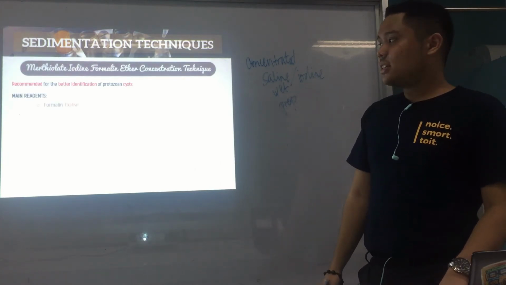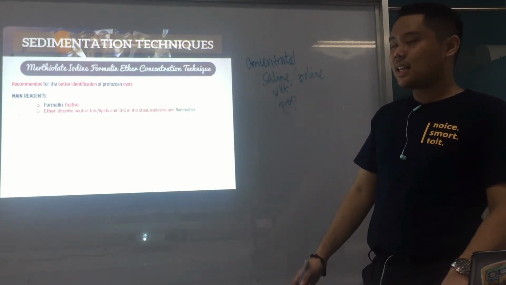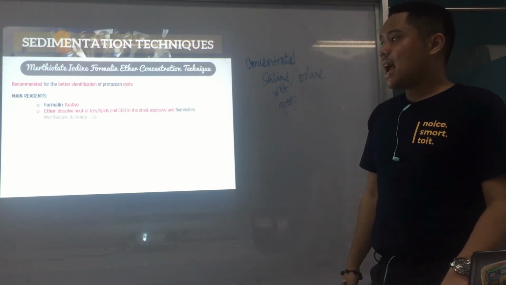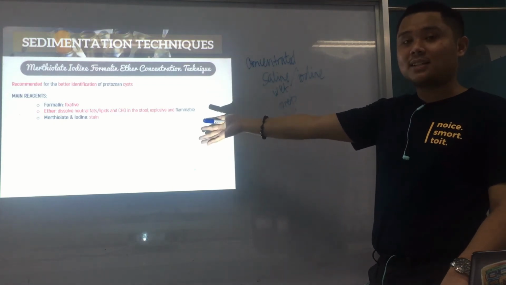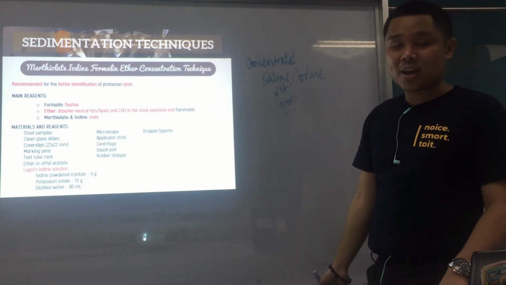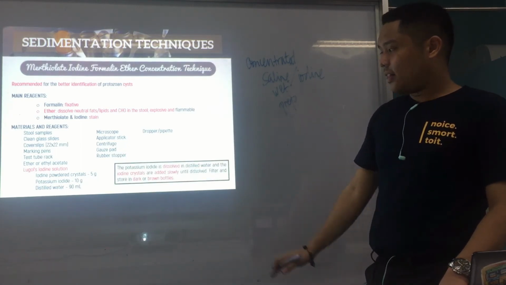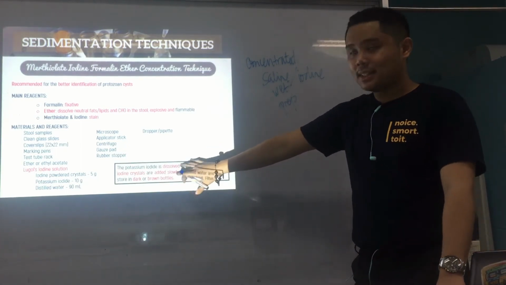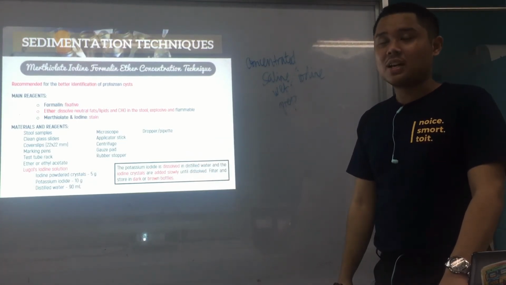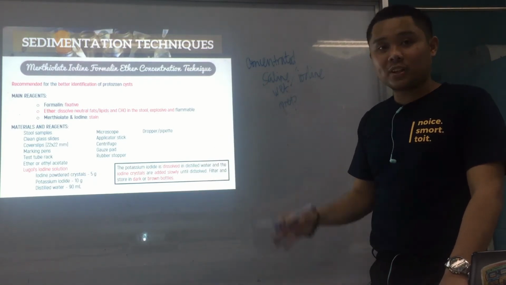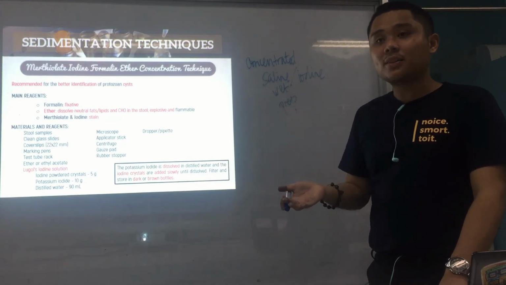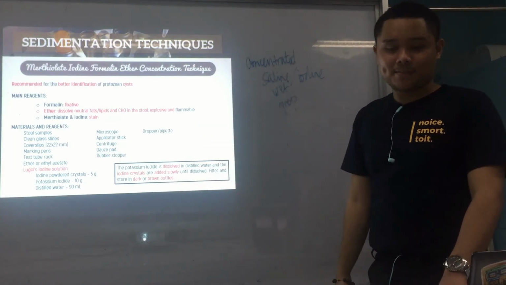Okay. Main reagents again: formalin fixative, ether, still the same purpose as in the previous slides, and lastly merthiolate and iodine, which serve as a stain. Materials and reagents, still the same. The difference is Lugol's iodine. And aside from that, this is the procedure. Again, you add potassium iodide slowly, and also you add iodine crystals. You store it in brown bottles to protect it from sunlight, so that your reagent will not deteriorate from exposure to sunlight. Okay, all right.